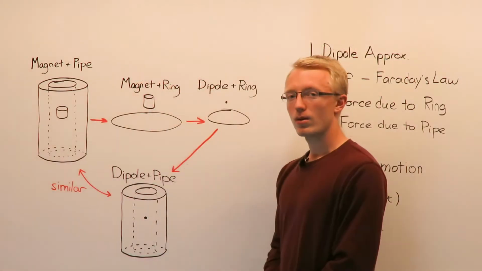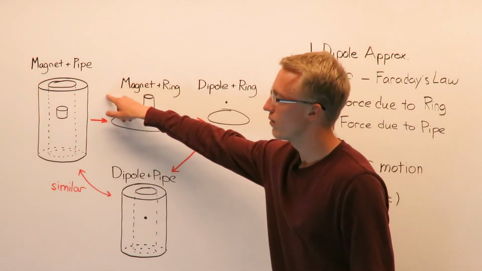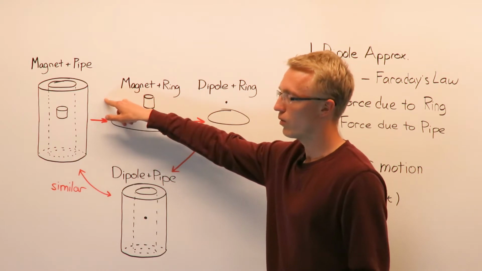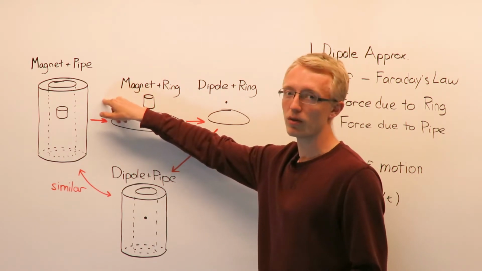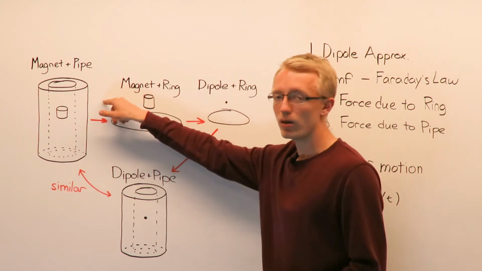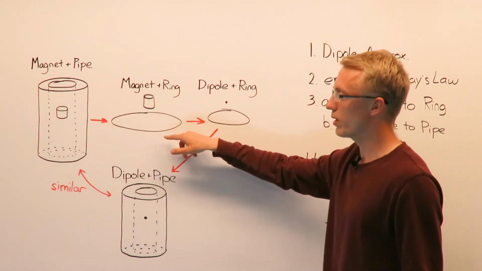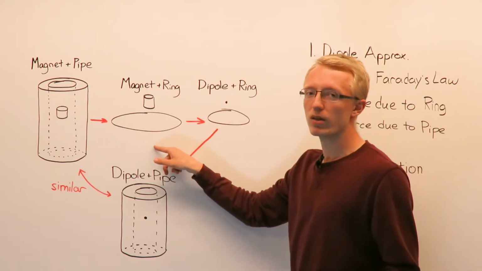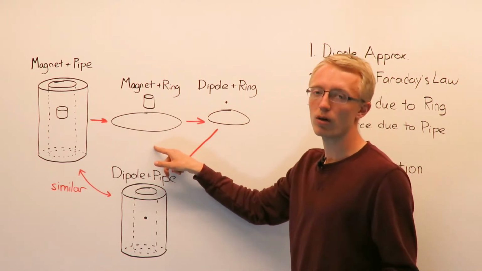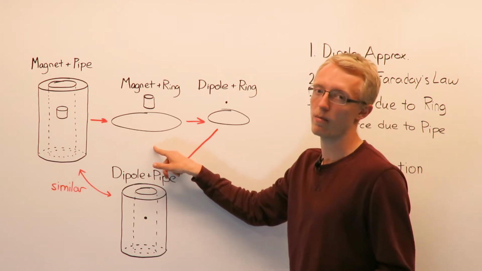Here we have our magnet falling through the pipe. We want to find the force that the pipe exerts on the magnet, but this is a pretty difficult place to start. We could, instead, look at the example I showed you a moment ago with the magnet falling through a ring, but even this is too complicated as we don't know the expression for the magnetic field of our magnet.